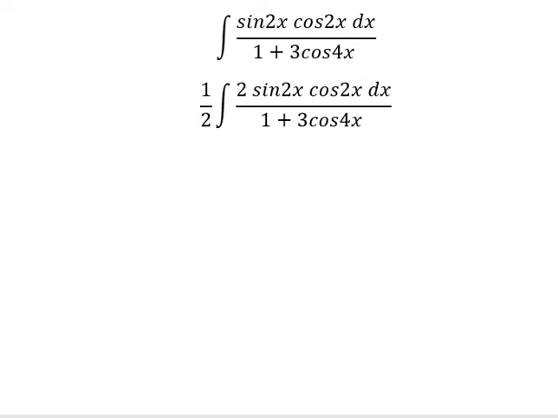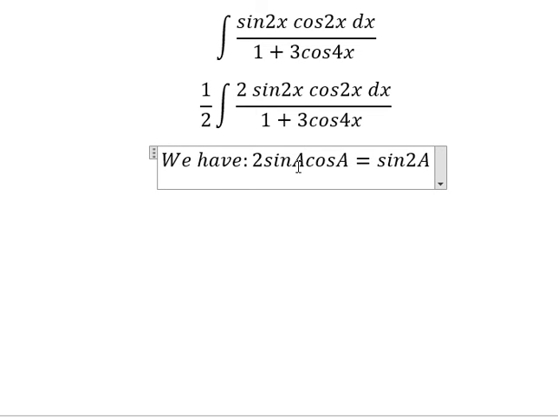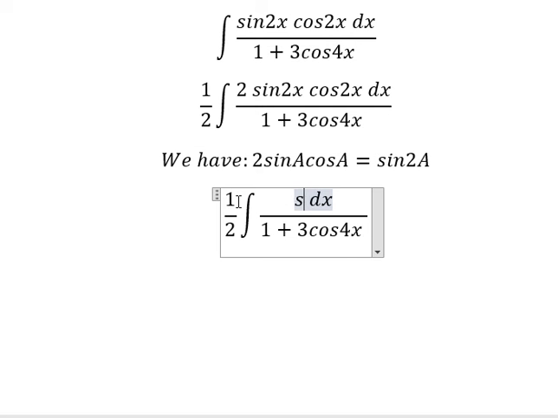Next, we have the formula in here. 2 sin A cosine A equals sin 2A. So capital A, that is about 2x. Now, we need to transform this one into this one, and we have sin 4x.